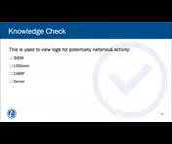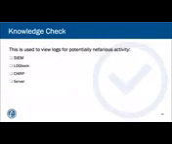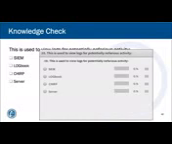And our last question. This is used to view logs for potentially nefarious activity: SIEM, logbook, chirp, or a server. All right, everybody piling on SIEM and not tricking anybody at all on that one. And that is absolutely correct. We've discussed it numerous times throughout the webinar, and that's what we're using. Great. So we'll close out that poll.